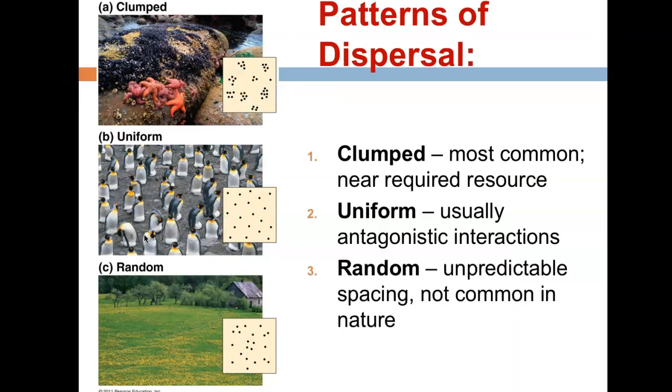Ecologists are also going to look at patterns of dispersal: clumped, uniform, and random. And so one of the reasons why they would maybe want to do this is if there was going to be a construction or a building being built. You want to look at the patterns of dispersal of different organisms so that they're not disrupted too much. And there's other reasons, but that's the one that I can think of off the top of my head.